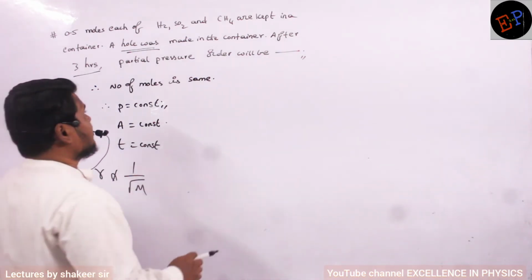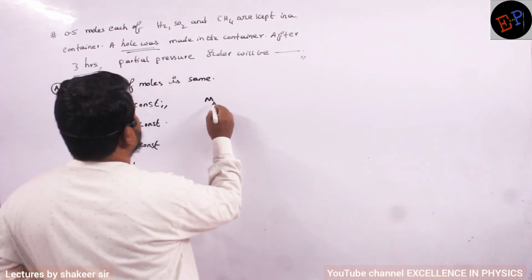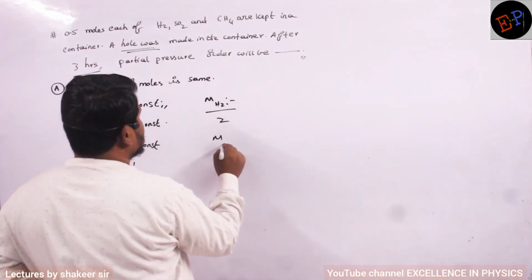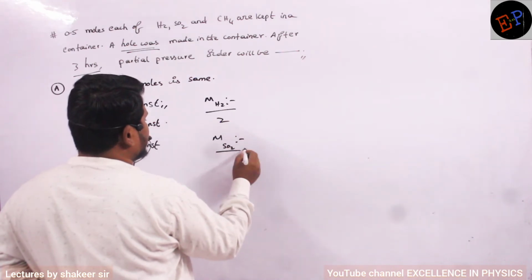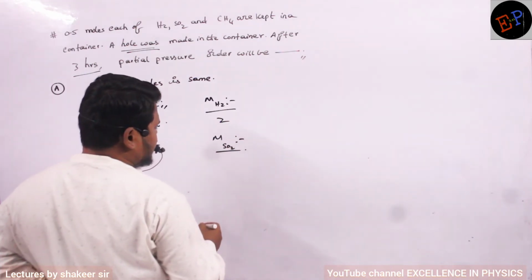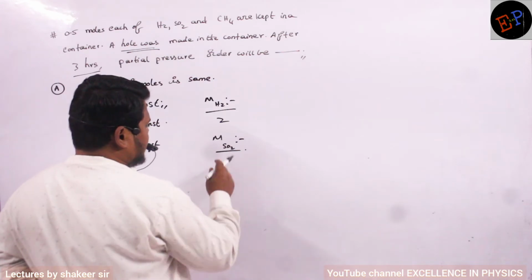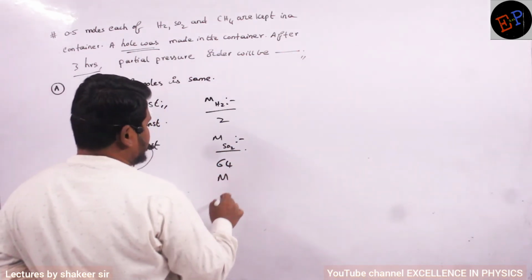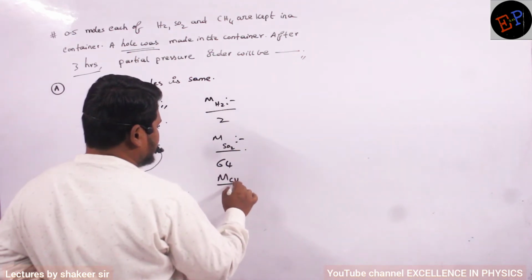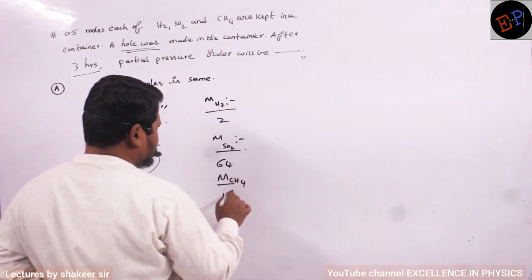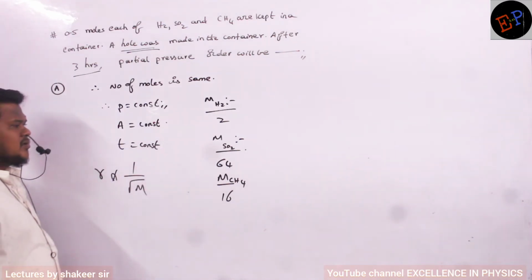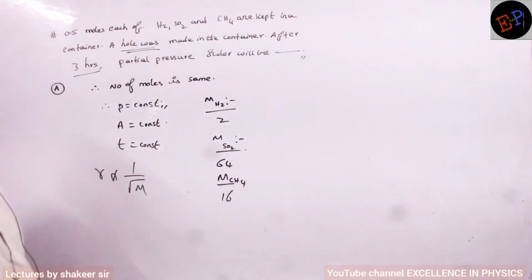Okay? Now let us calculate the molecular masses of each of them. So the molecular mass of hydrogen is how much? So it is 2. The molecular mass of sulfur dioxide is how much, ma? 16 plus 16, 32, plus 32, 64. Clear, no, ma? So the molecular mass of CH4: 4 plus 12, 16. Okay, ma? These are the molecular masses. Understood, no? 2 grams, 64 grams and 16 grams.